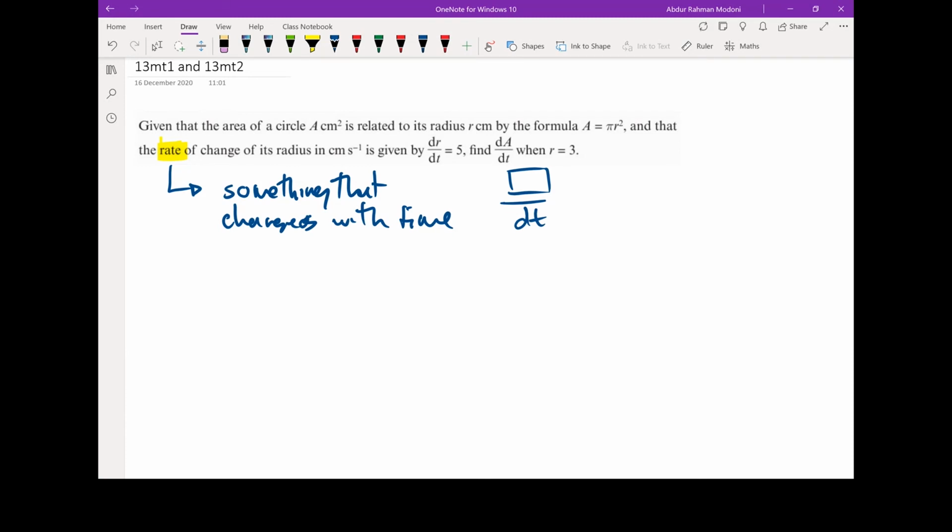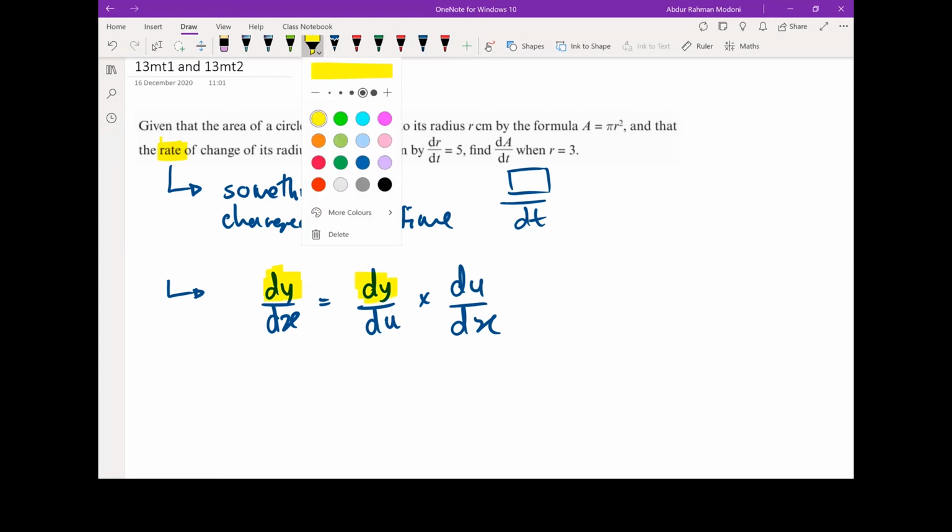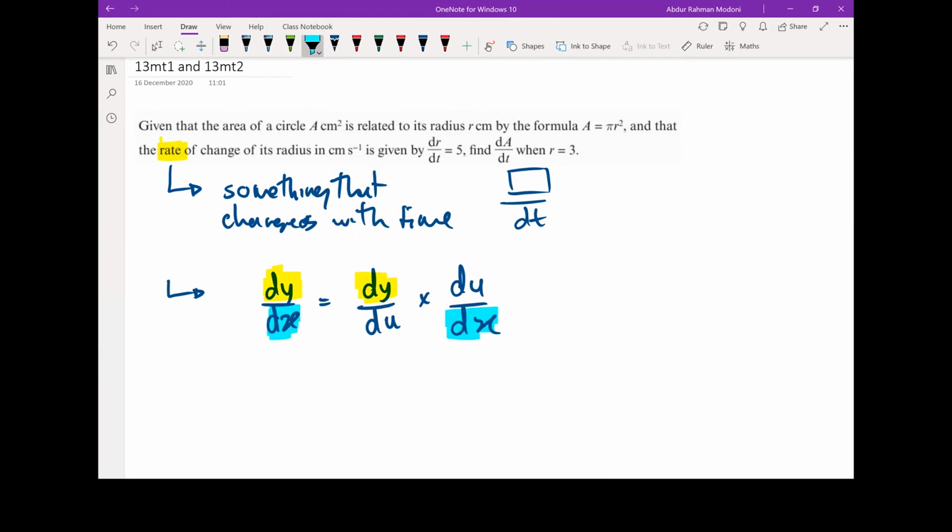Now, the second skill that we're going to be using here is the chain rule. The chain rule states that dy by dx is equal to dy by du times du by dx. And how the chain rule works is by understanding that what we have on the numerator, dy, and what we have on the denominator, dx, and if you can see on the right hand side of this equation, my du's would have cancelled out with each other, leaving us with dy by dx.